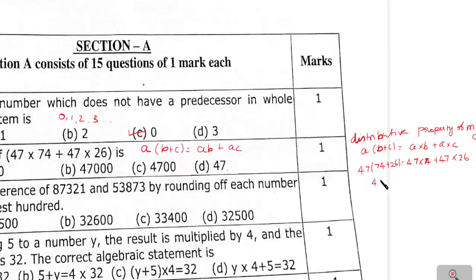So 47 into 100, because 74 plus 26 is 100. So 4700. So the answer is C. So this way we can easily solve it.